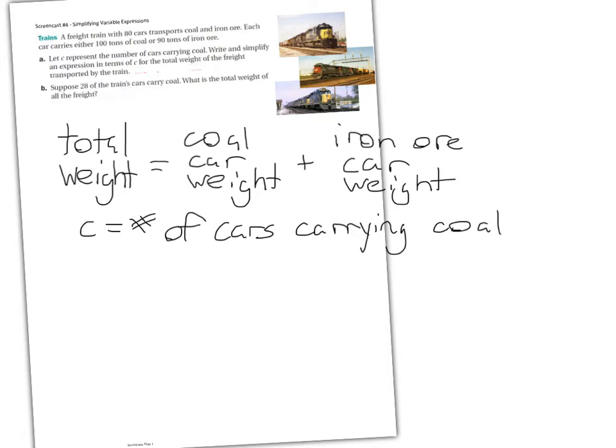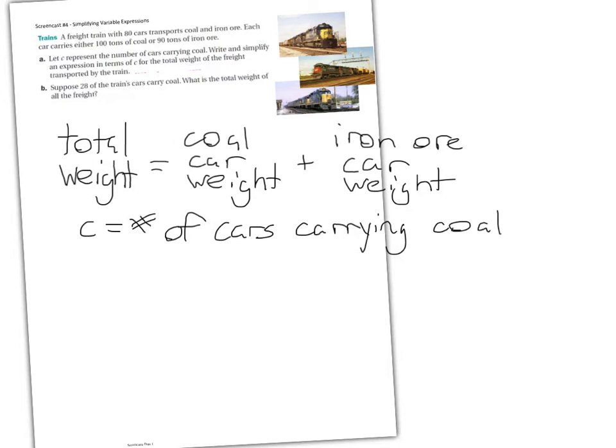Well, we got this. Notice that it said right there in part A, let C represent the number of cars carrying coal. All right, so C is equal to the number of cars carrying coal. So we've established that right there. So let's think about this. Let's take this in pieces. Let's start with the coal car's weight.